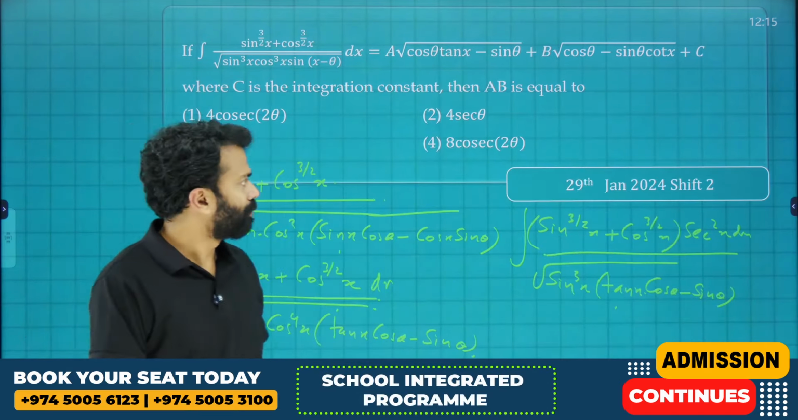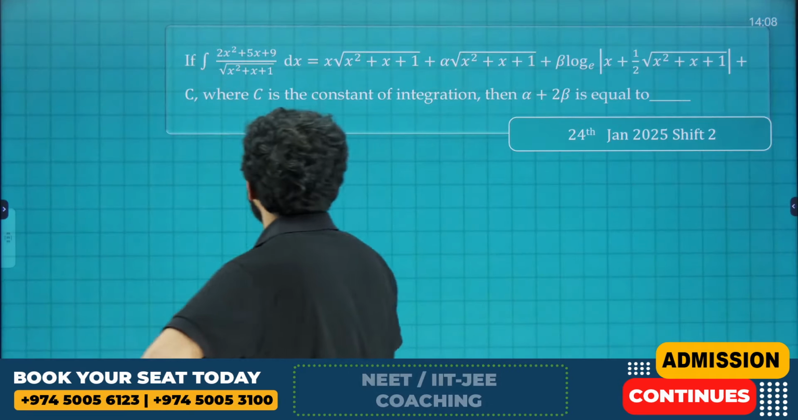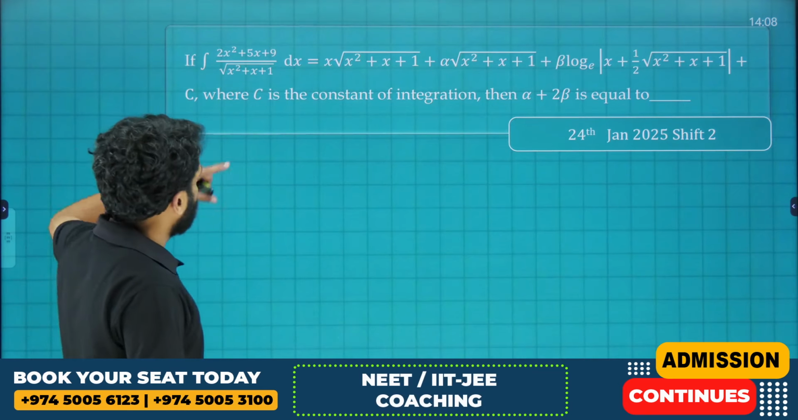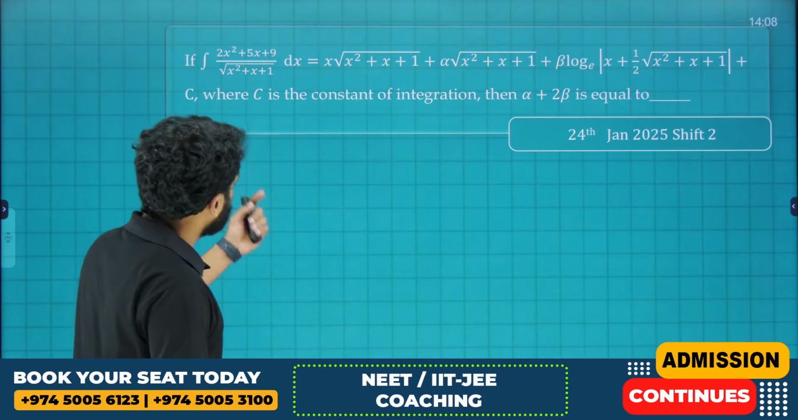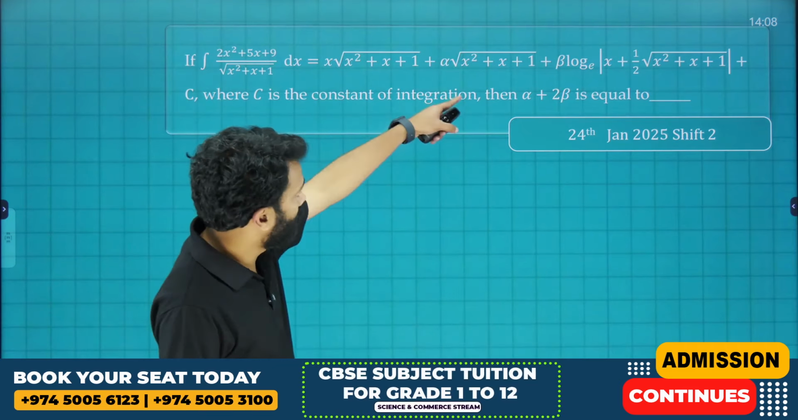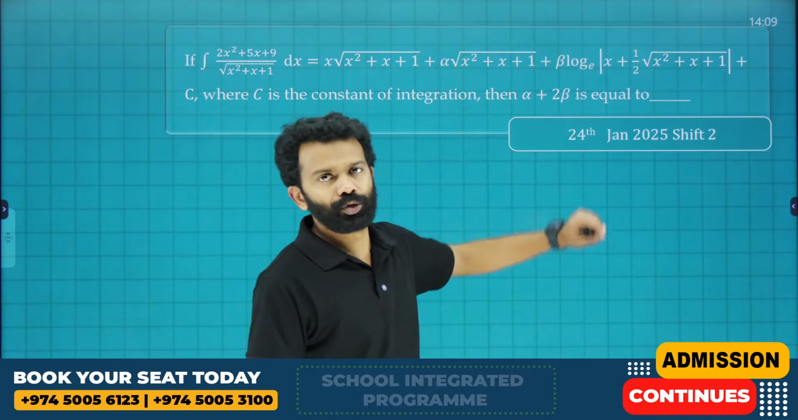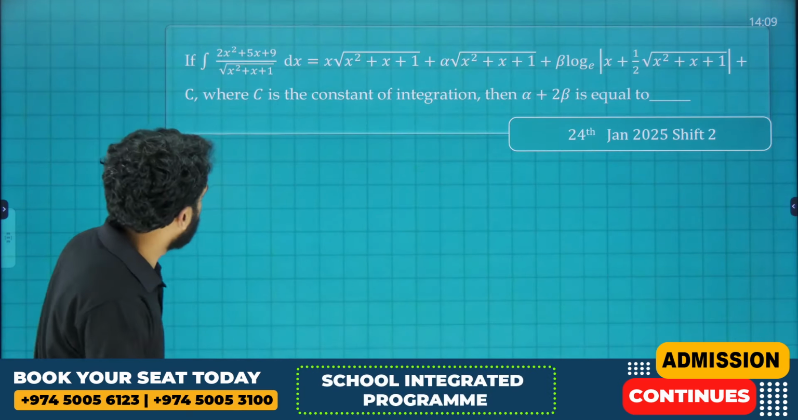The next question. Our very next question is from 2025. The question is the integral of 2x square plus 5x plus 9 divided by root of x square plus x plus 1. The corresponding result is given like this. You need to find alpha and beta from that, and you need to find the sum alpha plus 2 beta. Okay, let's try and sort it out.